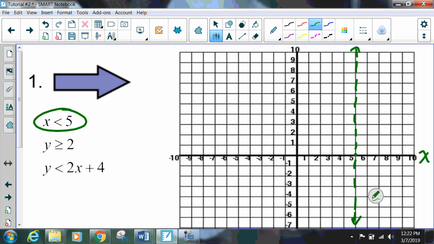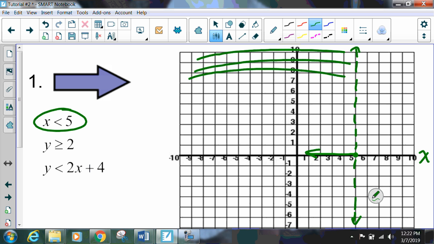And then we have to decide about the shading. x is less than 5. Since there isn't a y-intercept and only an x-intercept, we put our pen or pencil on the x-intercept and decide what numbers are less than the x-intercept of 5, right? Because x is less than 5. Well, it makes sense. The numbers to the left are less than 5, so that tells us that we're going to shade to the left.